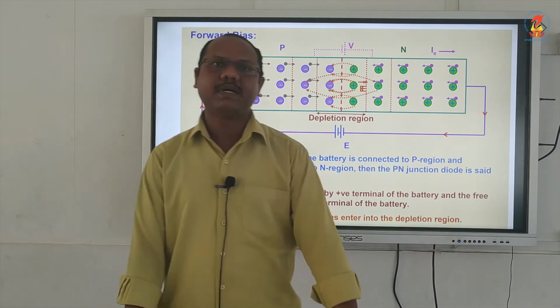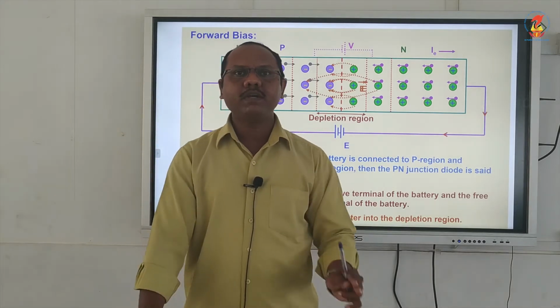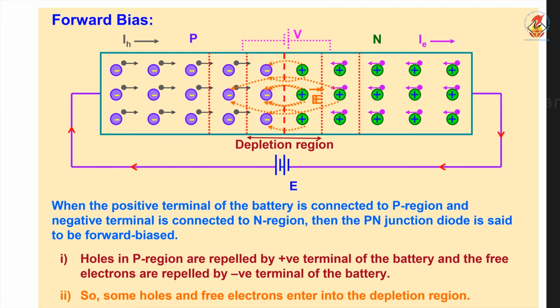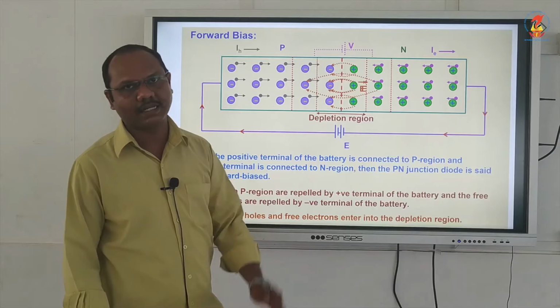Diode in forward bias. In forward bias, the P side of the diode is connected to the positive terminal of the battery, and the N side of the diode is connected to the negative terminal of the battery. This type of biasing is called forward biasing.